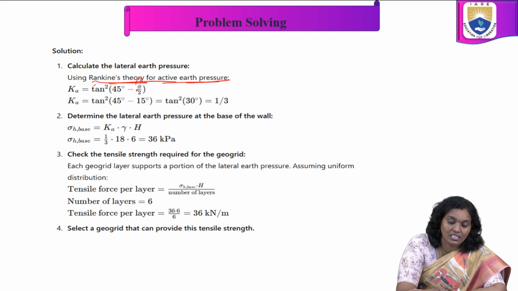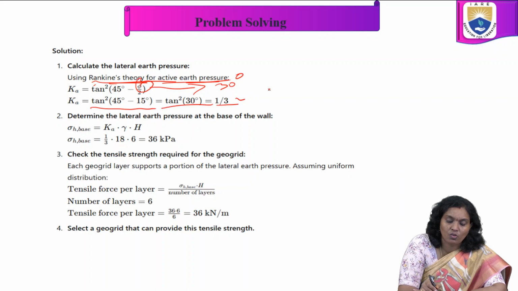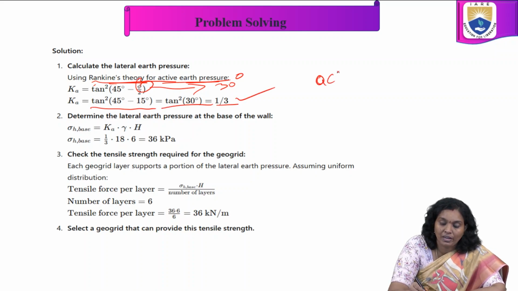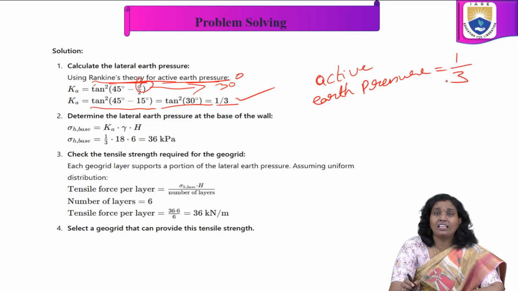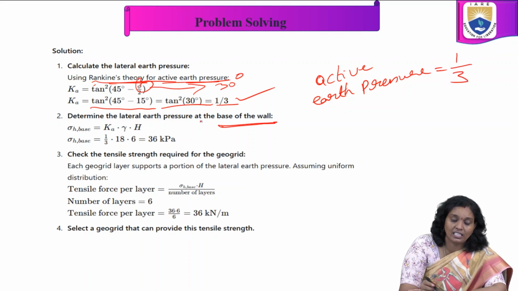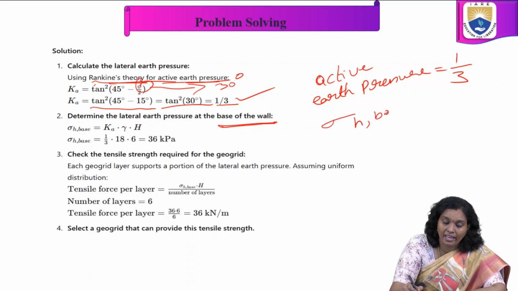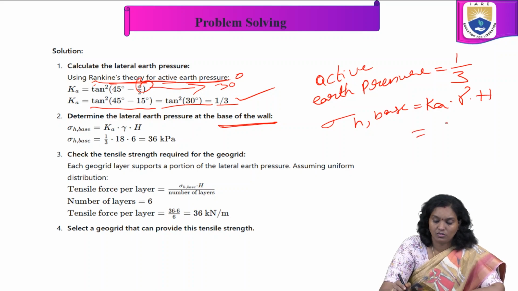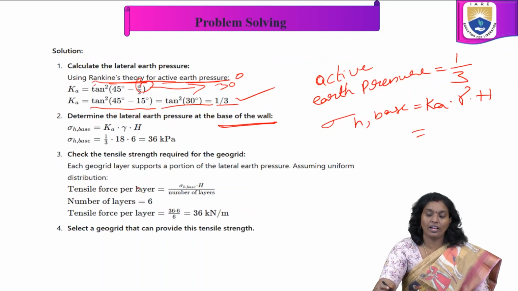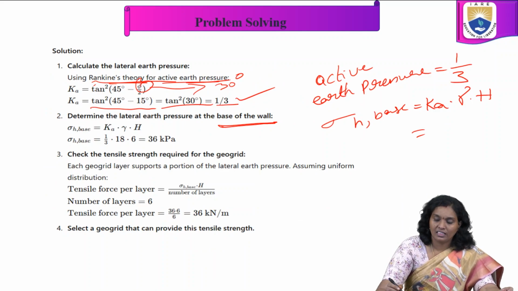Using that formula, phi is equal to 30 degrees. So tan square of (45 minus 15) is finally equal to 1 by 3. So this active earth pressure coefficient is equal to 1 by 3. Determine the lateral earth pressure at the base of the wall: sigma h at the base is equal to the active earth pressure coefficient times gamma and h, the unit weight of the soil and height of the retaining wall, which is 36 kPa.